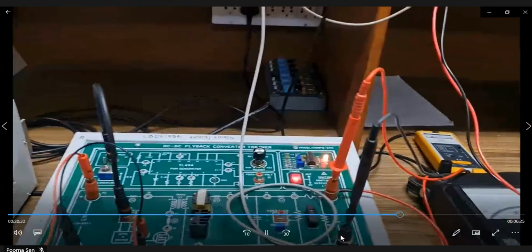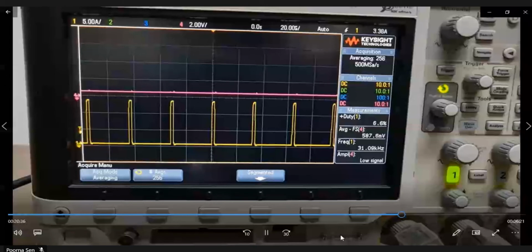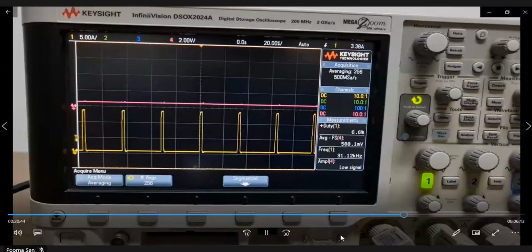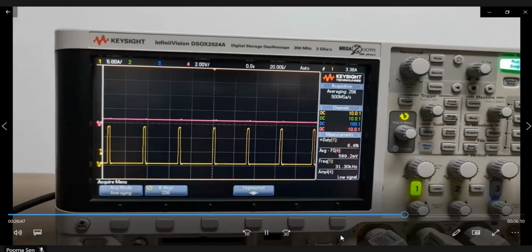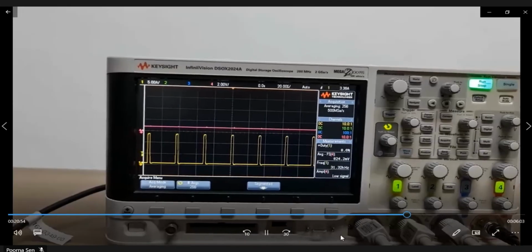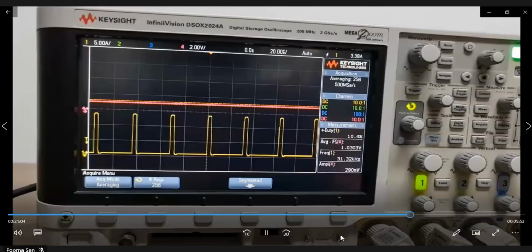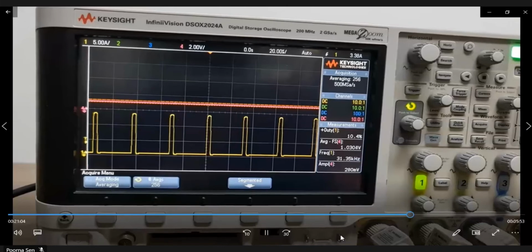The duty ratio now is at 6.6%. The output voltage is 587 millivolts. And the load current is 30 milliampere. Now we'll change the duty ratio to 10.4%. The output voltage has changed to 1.03 volts and the load current is 50 milliampere.